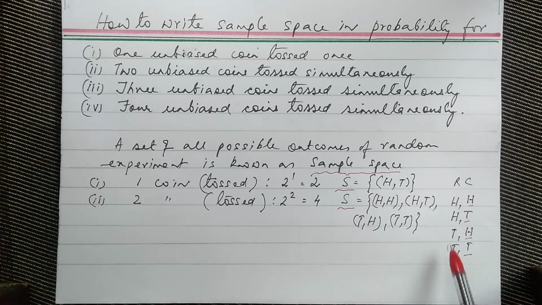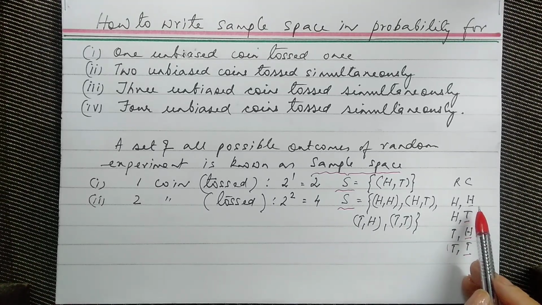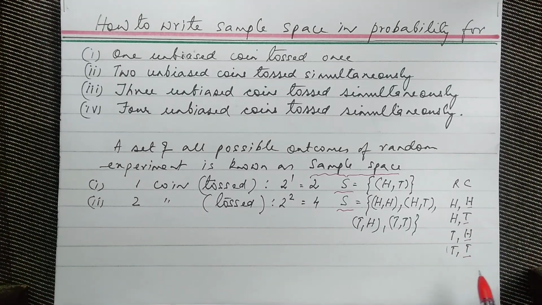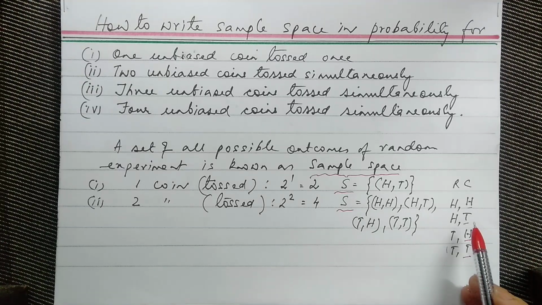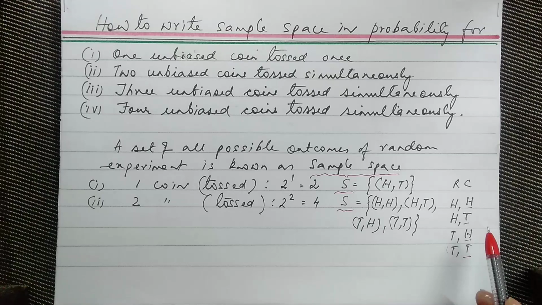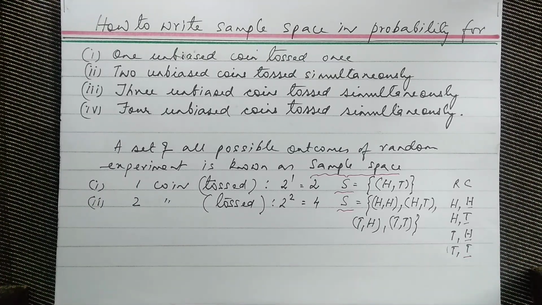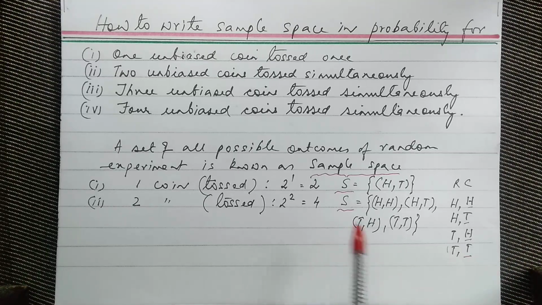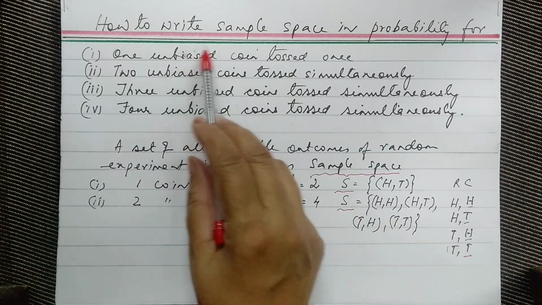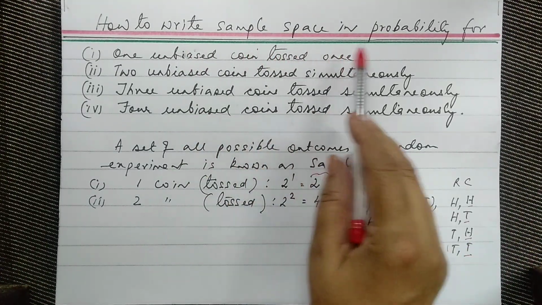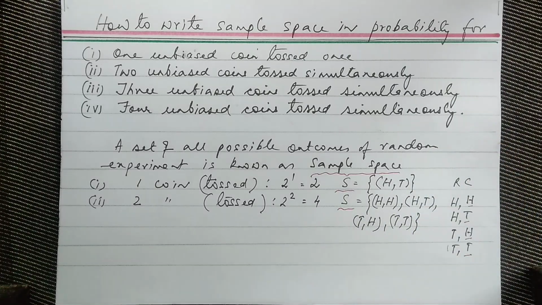From all these elements, we will have to work out questions on how many heads we are getting, how many tails we are getting, or at least or at most, such kind of questions, which we'll be doing in the next video. But presently I'm teaching you how to write a sample space, how to make a sample space in probability.